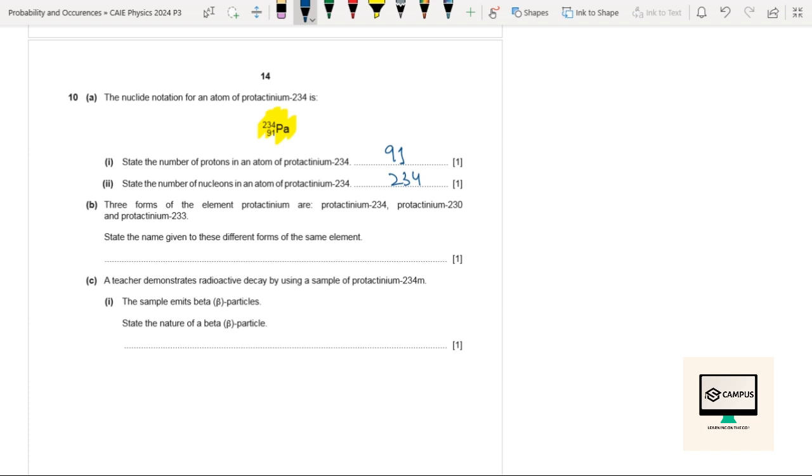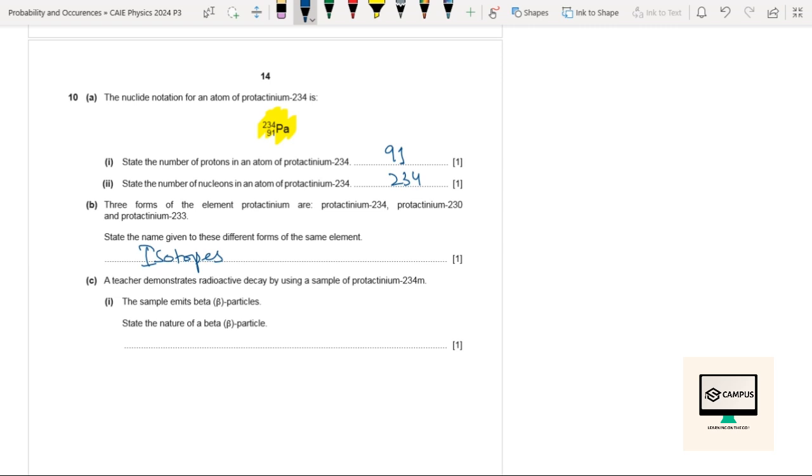Three forms of the element protactinium are protactinium 234, 230, 233. State the name given to these different forms of the same element. Yeah, same proton number but different nucleon number. That's isotopes for you. It's again an easy one.